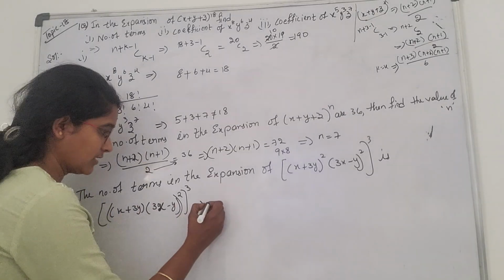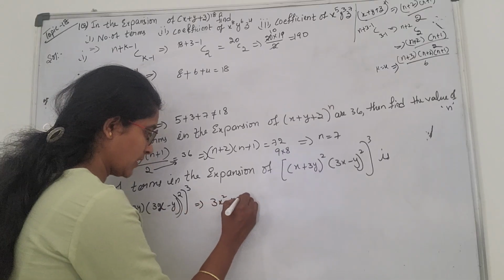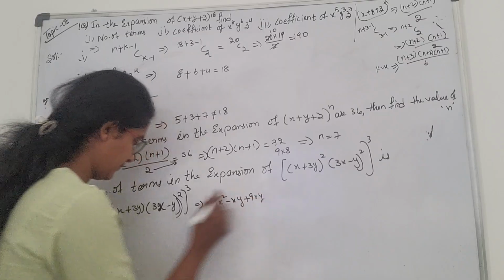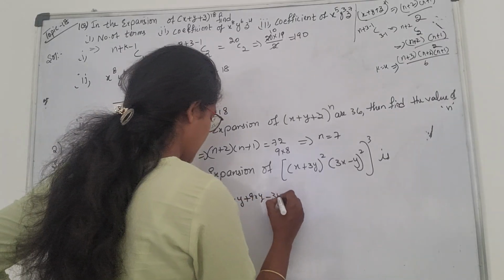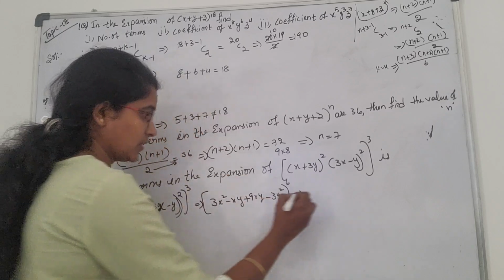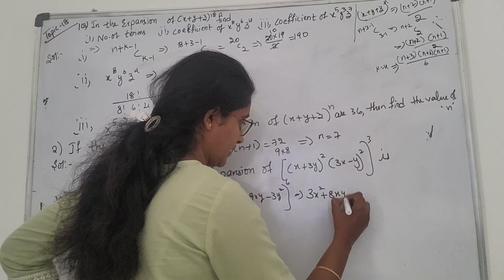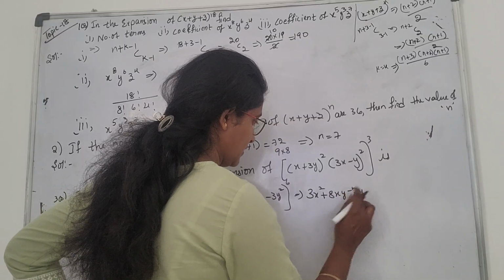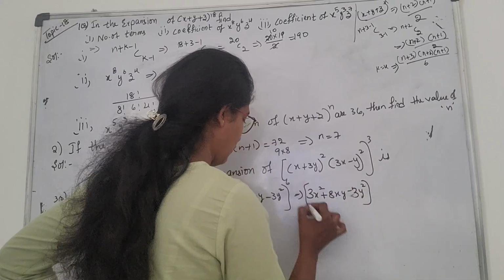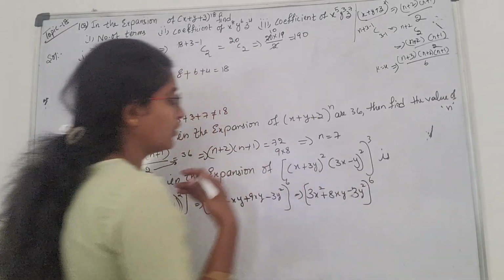3x into 3x is how much? 3x square. Then x into this is minus xy. Then this into this is plus 9xy. Then this into this is minus 3y square. Whole power of 6. Okay. So can I write this one as (3x square plus 8xy minus 3y square) to the power of 6? Yes. So we got it in a format.